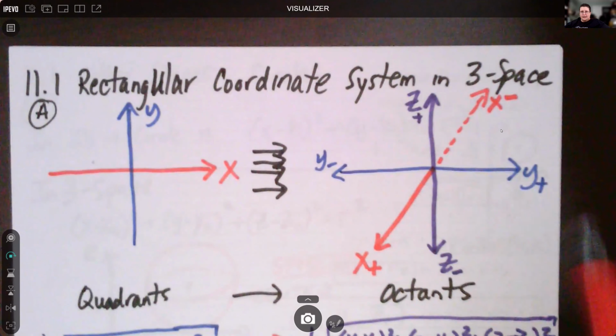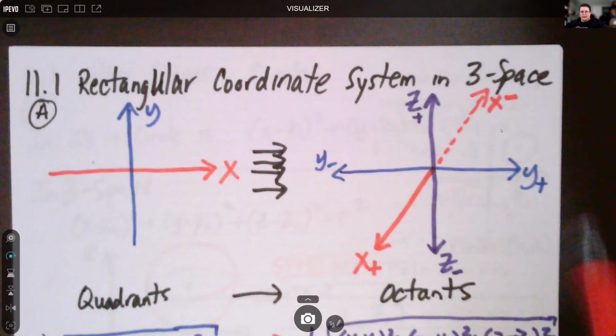Basically we're doubling up this one, a positive half for the positive Z and a negative half for the negative Z. So 4 and 4 is 8. A lot of the stuff you're familiar with remains the same.